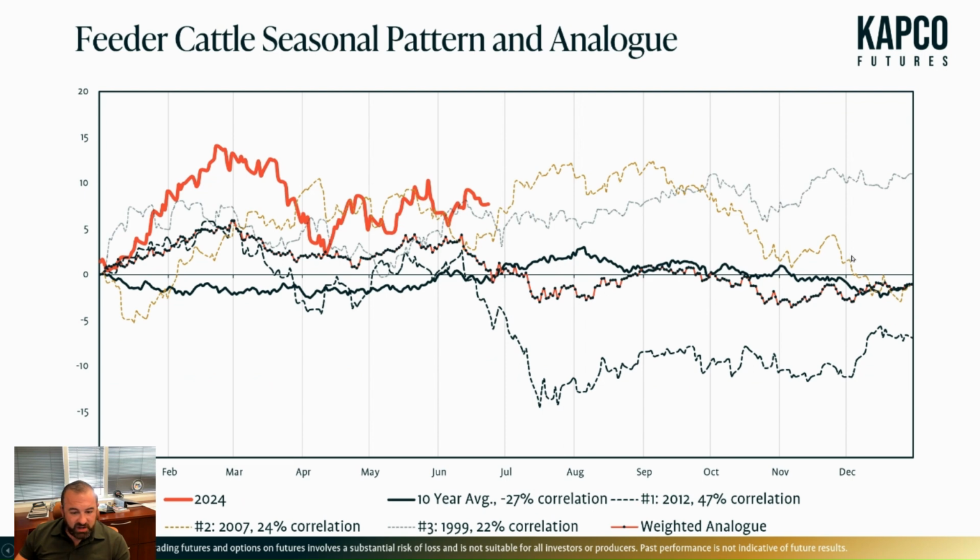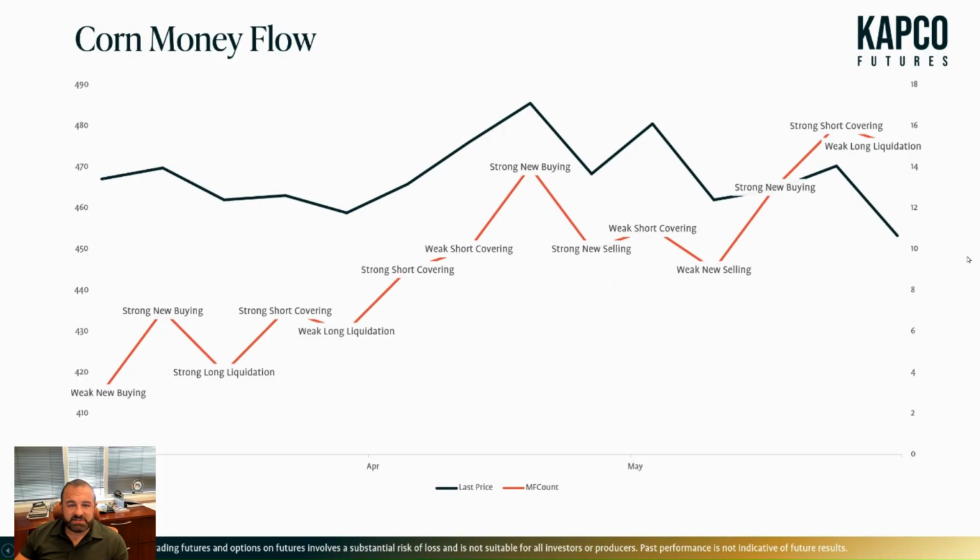So feeder cattle, 47% correlation to 2012. Super low correlations, right? 2007, only 24%, 99, 22%. Kind of throwing this one out. At this point, these correlations have dropped off enough. It's been a goofy year in feeders between the big rally, the big decline, and then all the choppiness. It's really tough. There's nothing that's really like that. So not every year is going to follow a seasonal pattern, whether it's seasonal, counter seasonal, or just a random one. And that happens, and that's okay.